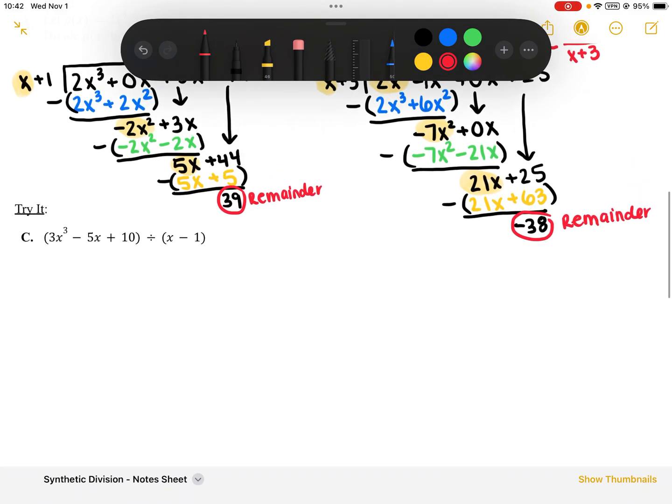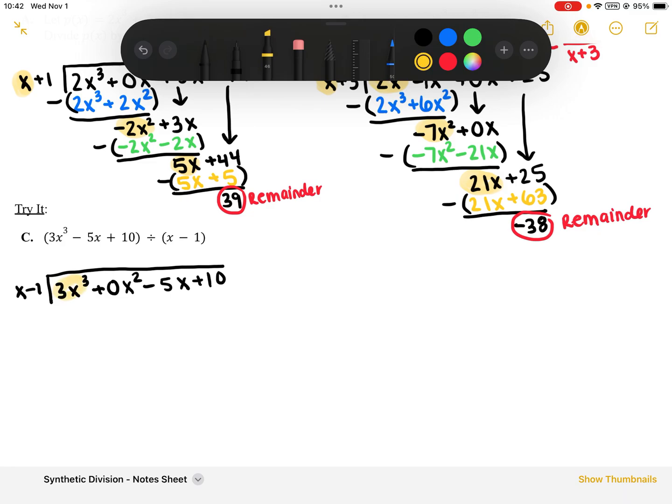So here I have 3x cubed minus 5x plus 10 divided by x minus 1. So I'm going to have 3x cubed, and I'm missing my x squared term, so I'm going to have plus 0x squared minus 5x plus 10. And then I'm dividing by x minus 1.